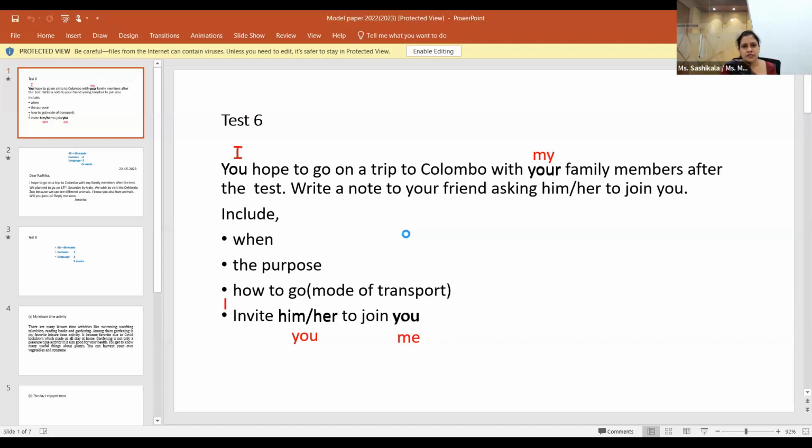Right. So what else can you use here? I think the last sentence, invite him or her to join you. Right. You have to include the other information as well. When will you go there? The purpose of going there and how to go. That means the mode of transport, by bus, by van, or by train, or whatever. And you have to invite your friend to join you as well. So you can add the last sentence as well by changing some words, I think. Now here, I invite him. You can't say I invite him. I invite you to join me. So that can be the last sentence if you like. So you can change some words in the question to write your answer.